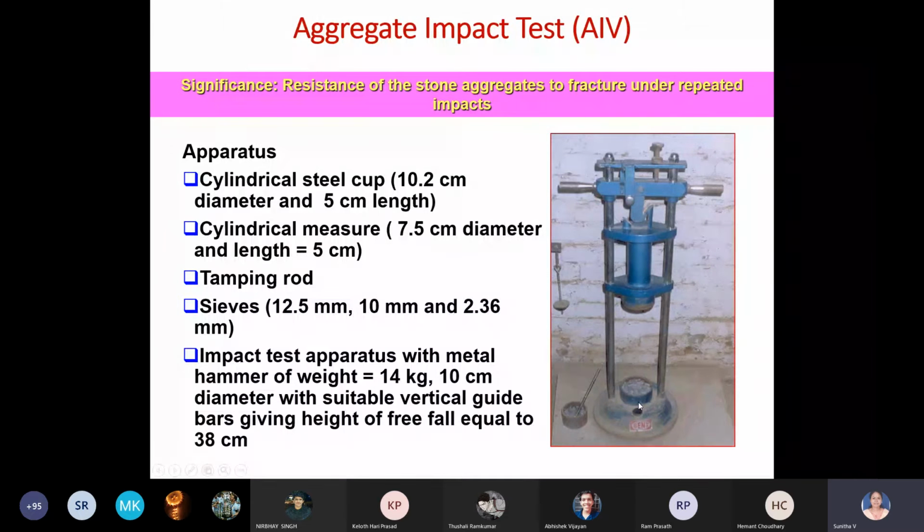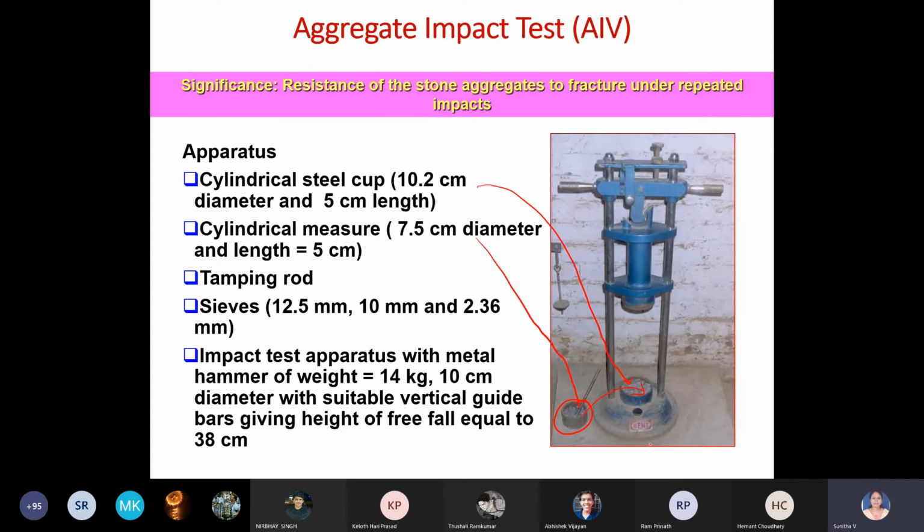So this is the cylindrical cup. Then you have a cylindrical measure also, with 7.5 centimeter. This is what is kept here. So first you have to take your aggregate in the cylindrical measure. Give compaction in 3 layers, 25 blows each. Then only you have to transfer this to the cylindrical steel cup.